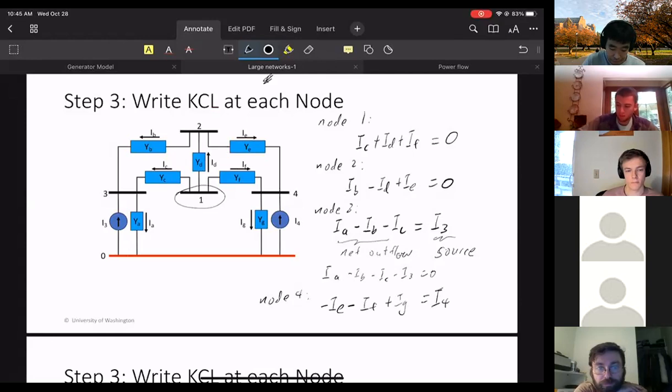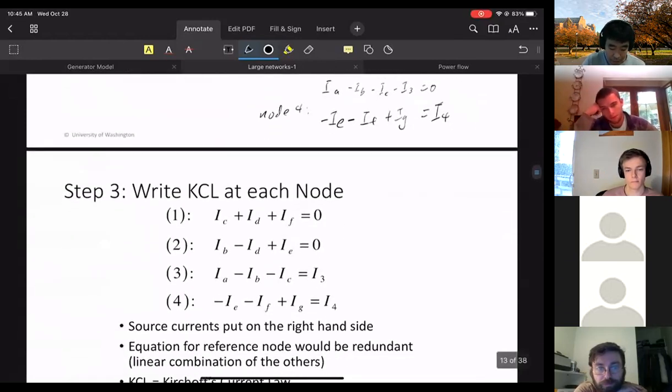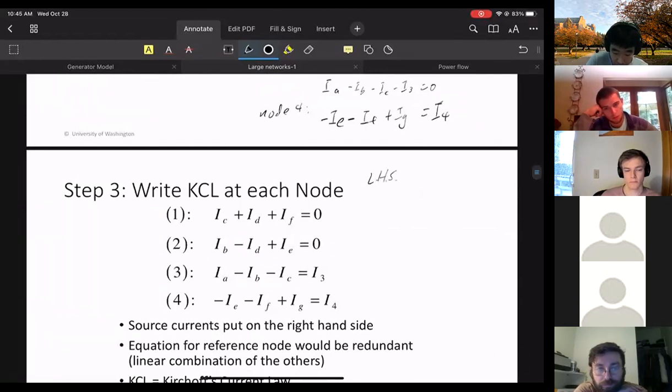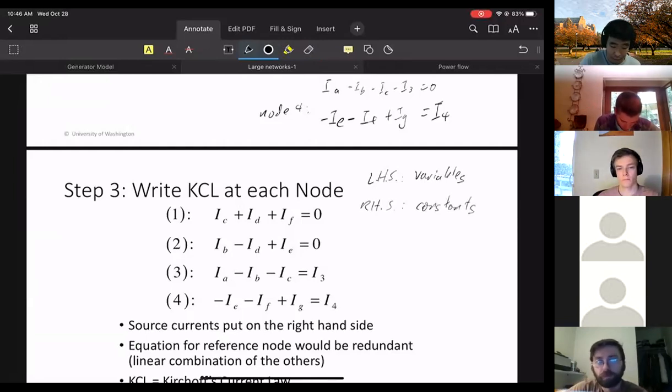Okay, so if you summarize KCL, our goal of writing this way is: on the left-hand side, we have the variables, the variables we want to compute. On the right-hand side, we have the constants, which either sum up to zero or are the current source. And on the left-hand side, these are the currents we want to solve for. This is the branch current we have.